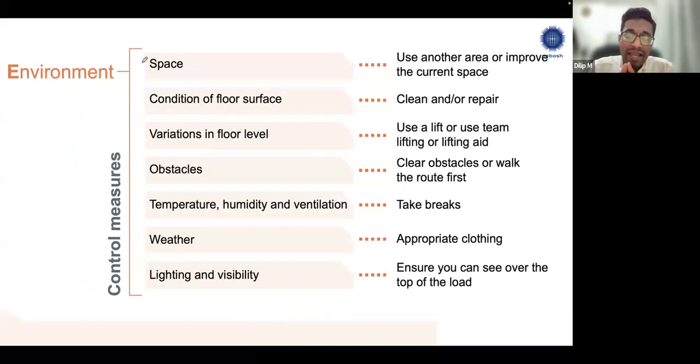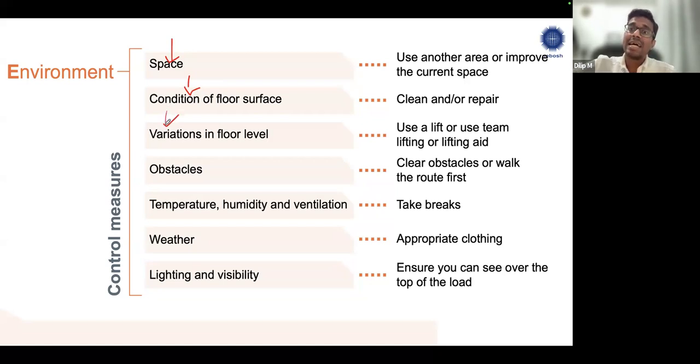And finally, the environment where you're doing the task. What about the space? Do you have sufficient space to carry the load? Because I don't want to hit the wall when carrying the load. What about the condition? Do I have a clear floor, like no broken tiles? And then what about the variations of floor level?